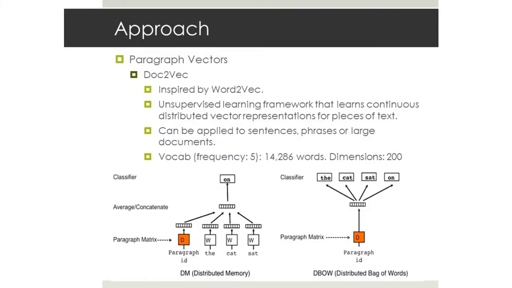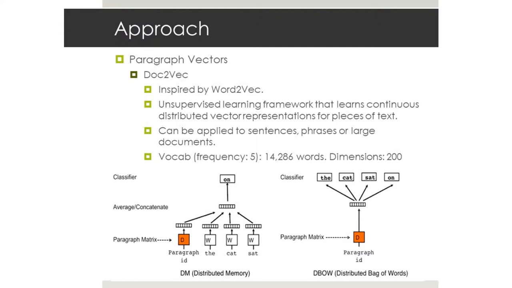So the second approach I took was paragraph vectors. It's an algorithm called Doc2Vec. It was written and developed by the same person who developed Word2Vec, Tomas Mikolov. And it's basically just an unsupervised learning framework that learns continuous distributed vector representations of pieces of text. That's a long sentence. And it can be applied to sentences, phrases, or large documents. And these are just the parameters of the model. So my vocabulary is 14,000 words, and I just took words that had to occur a minimum of 5 times. And the dimensions, I found that 200 dimensions worked very well.